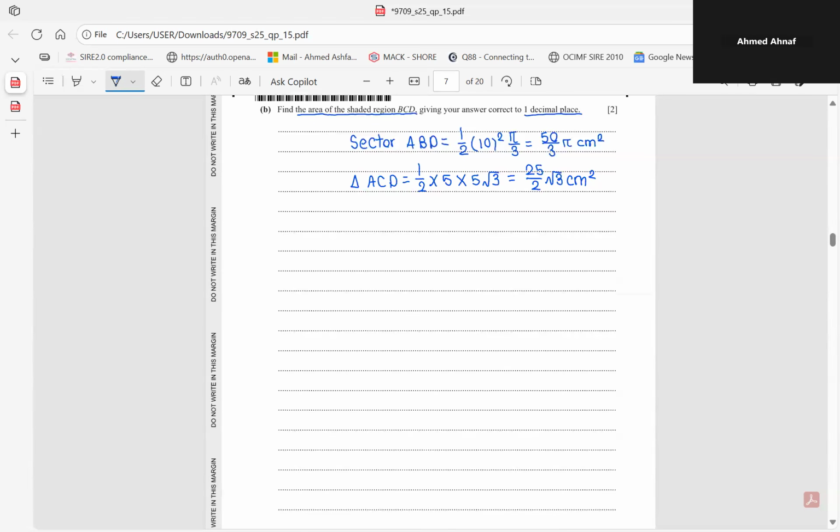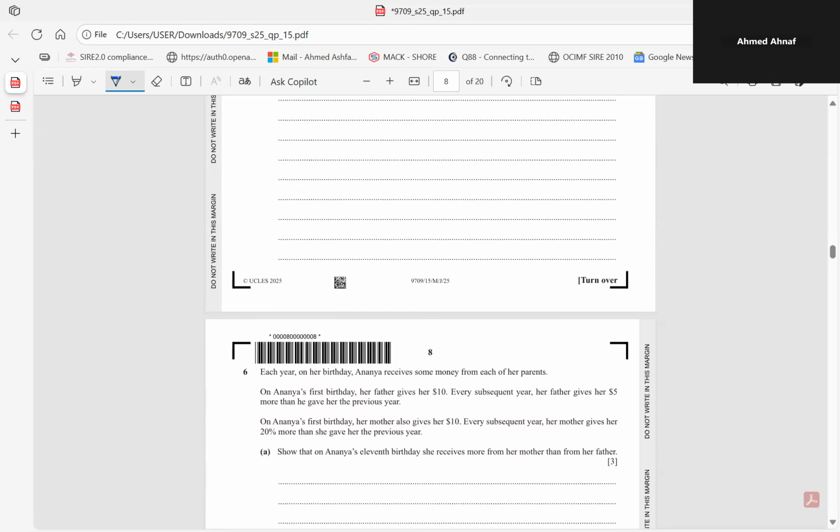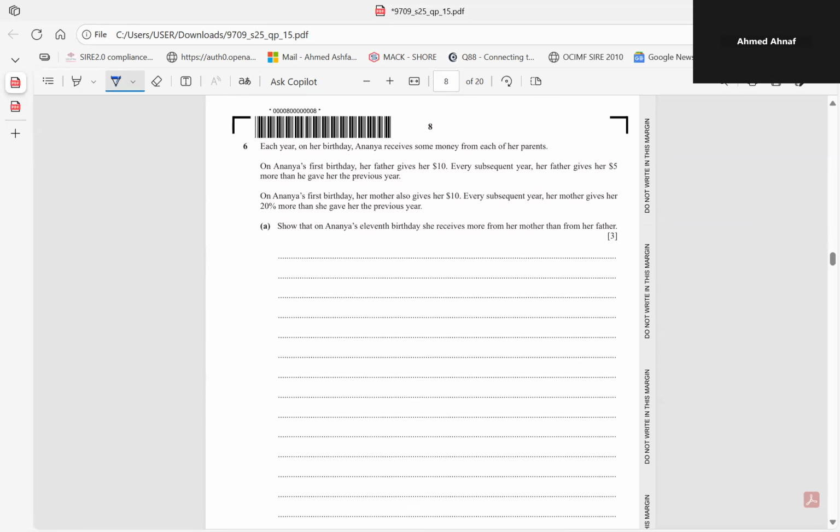Okay, so now BCD will just be the area of the sector minus the area of the triangle. So this would just be equal to 30.7 centimeters squared in one decimal place. So this is our final answer for this part and the whole question. Let's head on to the next question.